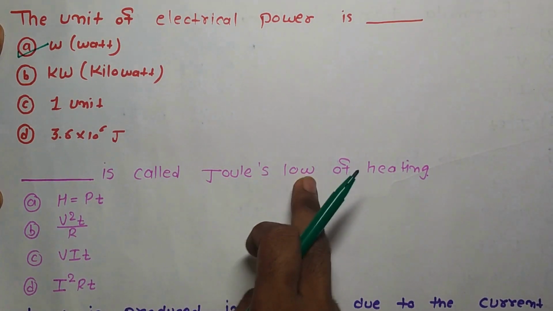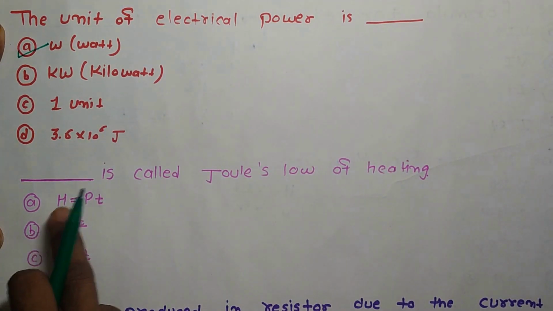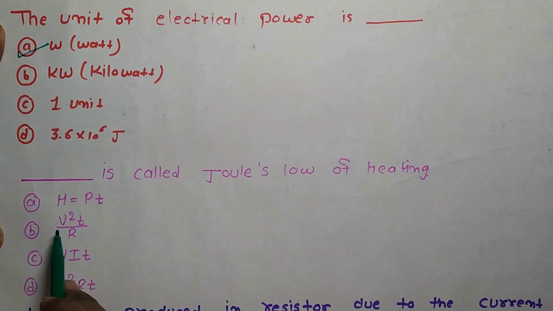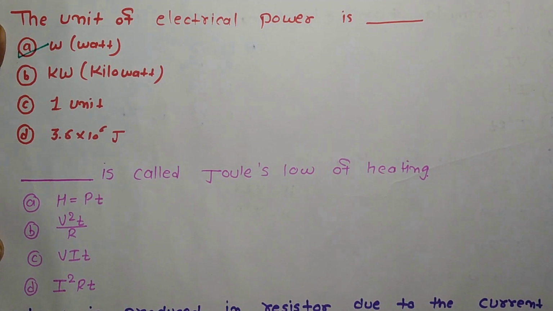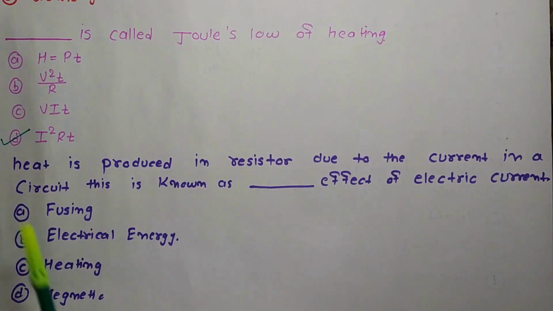Dash is called Joule's law of heating. H is equal to PIT, H is equal to V square RT, VIT or I square RT. So the correct answer is H is equal to I square RT.